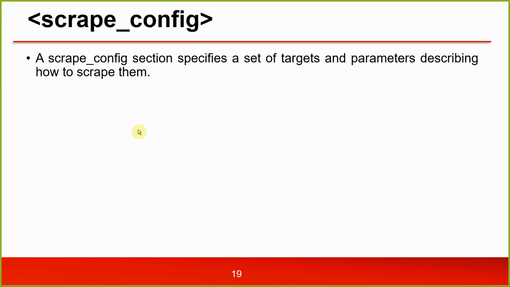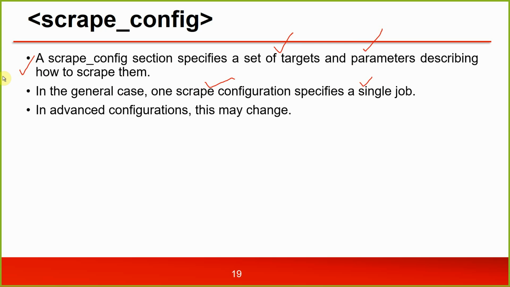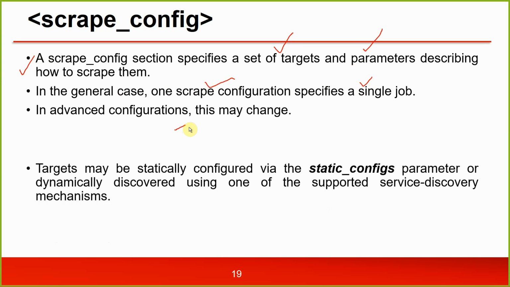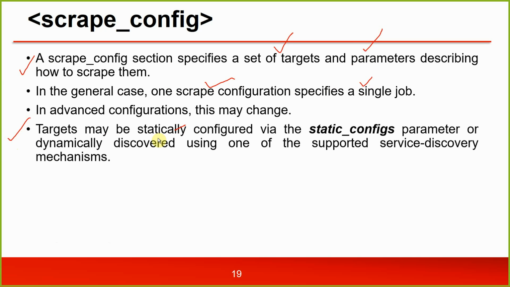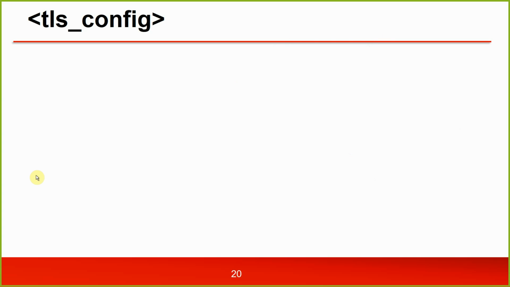In scrape config, we specify a set of targets and the parameters describing how to scrape them. In the general case, one scrape configuration specifies a single job. In advanced configurations, this may change. The targets may be statically configured via static configs or dynamically discovered using one of the supported service discovery mechanisms. Additionally, relabel configuration allows advanced modifications to any target and its labels before scraping.